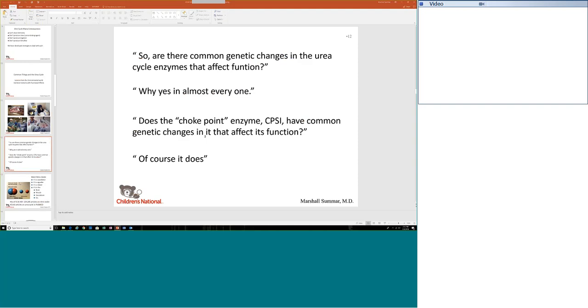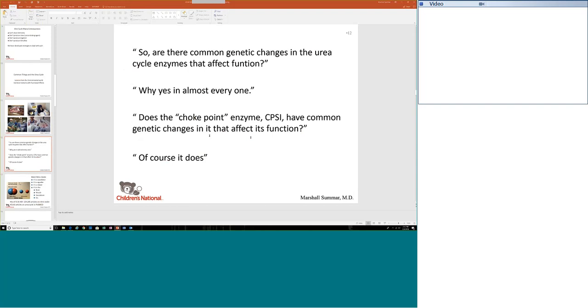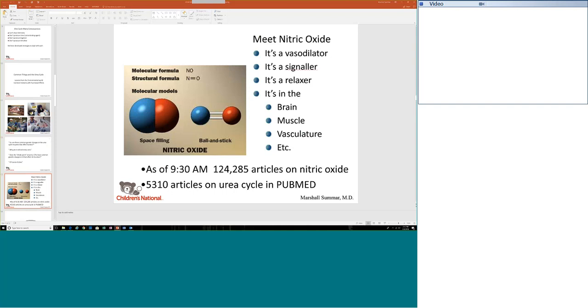Does the CPS enzyme have those changes? Yes, it does. So what you've got now is something fairly common in the population that gives you a built-in variation in how efficient that urea cycle is in both clearing ammonia, but also, more importantly, in producing arginine and citrulline when we come to our environmental causes. So let's meet nitric oxide.